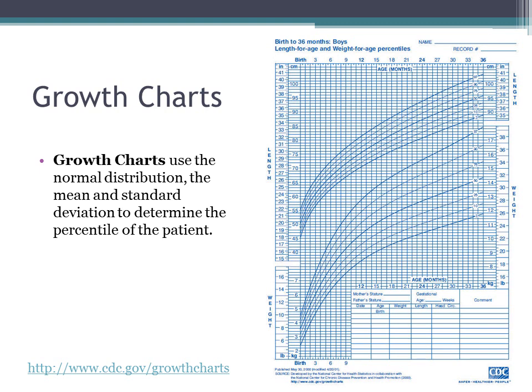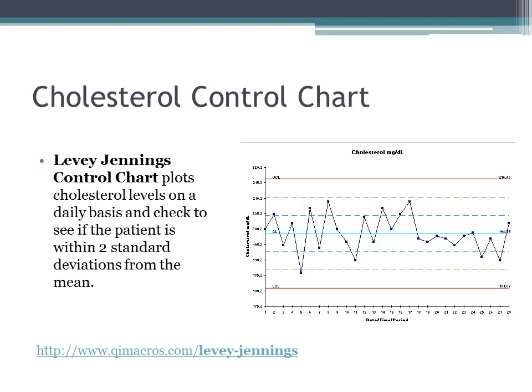Just as some final thoughts, here are some examples of when variation is used in health careers. A growth chart is based on a bell curve. This marks a child's growth compared to the national mean and standard deviation. Finally, a cholesterol chart keeps track of a person's cholesterol and has boundaries of 2 standard deviations away from the mean. So as you can see, statistics plays an important part in health science careers.